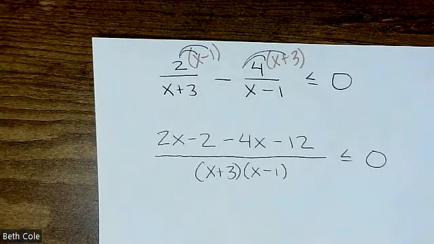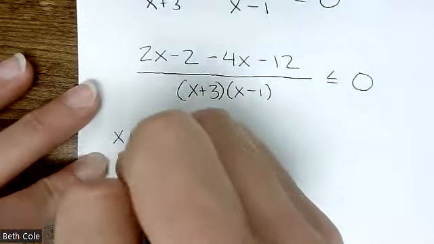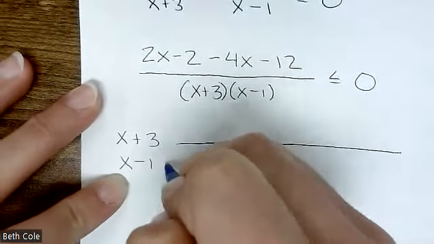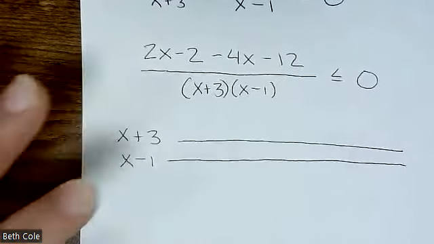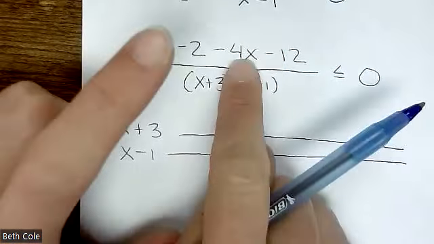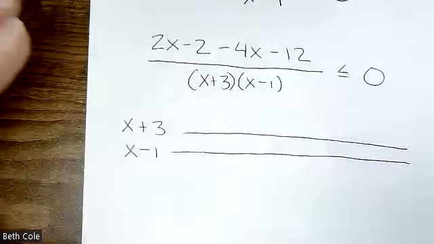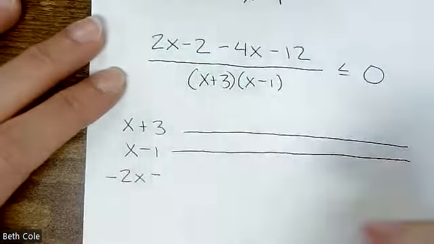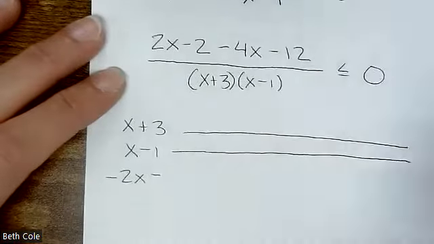All right, now we're ready to do our number lines. So you're going to have 1 for x plus 3, 1 for x minus 1, and then 1 for that numerator, but I would put the like terms together because it's quite long. So if you put your like terms together, what do you get from that numerator? Yeah, -2x minus 14. Good.